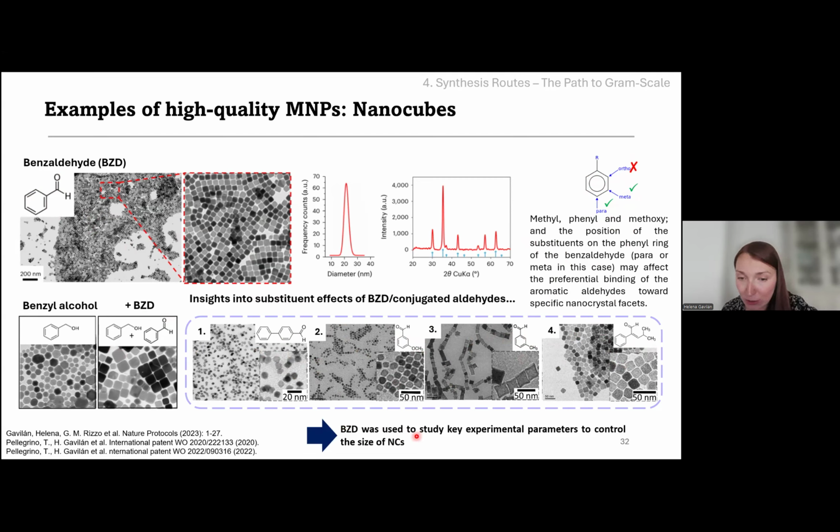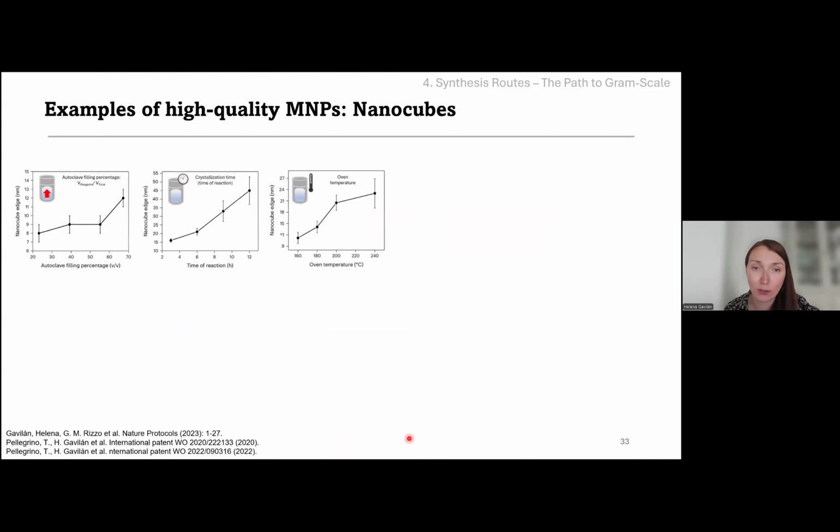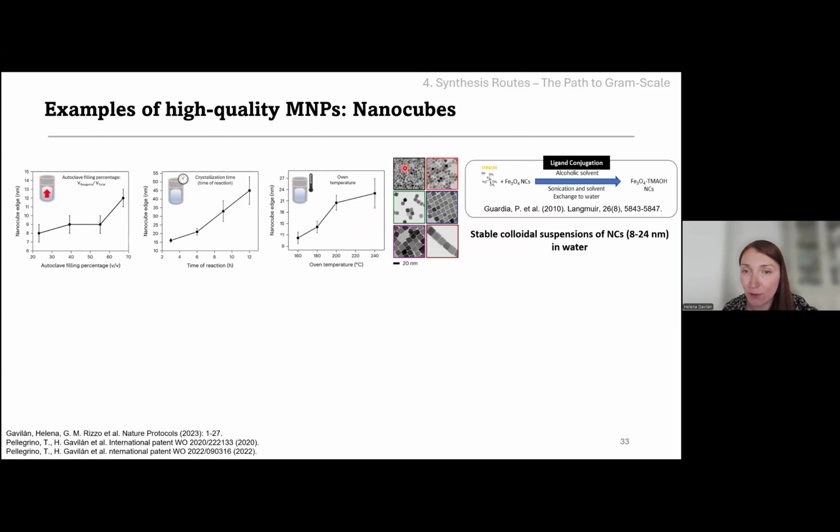So benzaldehyde was used to study key experimental parameters to control the size of the nanocubes, okay? We studied the autoclave filling percentage, the crystallization time in the oven, and the oven temperature, okay? And we were able to produce nanocubes in this size range, so from 5 to nearly 40 nanometers, and we could exchange the surface from oleic acid to tetramethylammonium hydroxide. This is a quite straightforward and easy way to solubilize the particles in water.